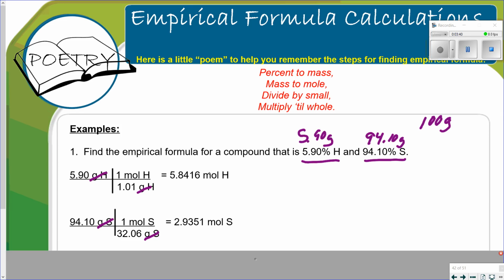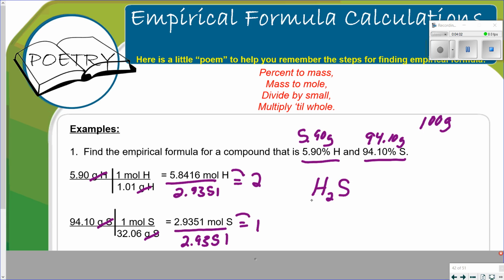The new thing is once you've converted to moles, you have to divide by the smallest one, which happens to be this number here. And what you do to one, you do to them all. And what you're going to get here is this is equal to 2, and this is equal to 1, and that is small whole number ratios. So how many hydrogens do we have? 2. And how many sulfurs do we have? 1. And so this would be the empirical formula, hydrosulfuric acid.